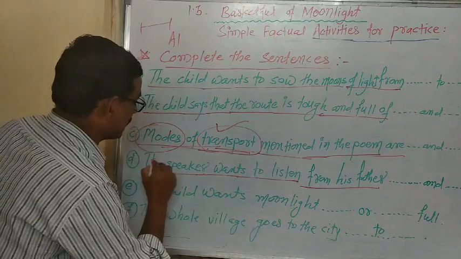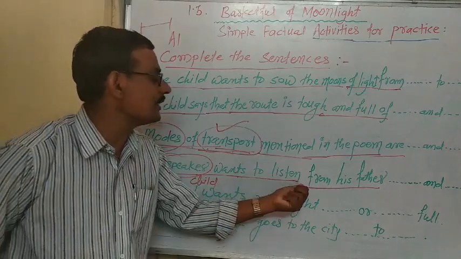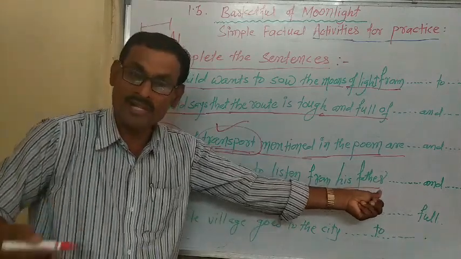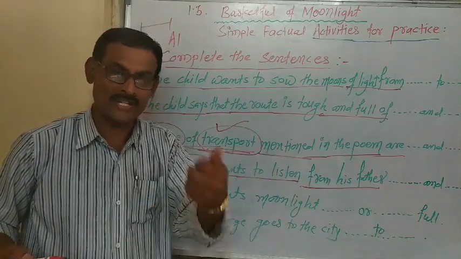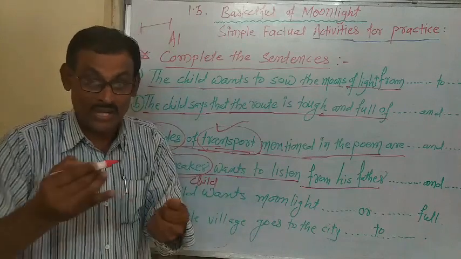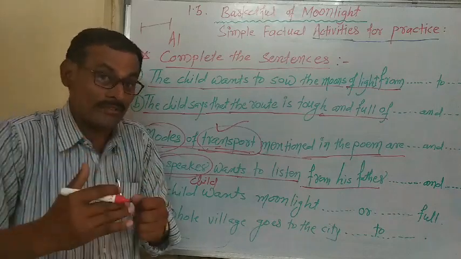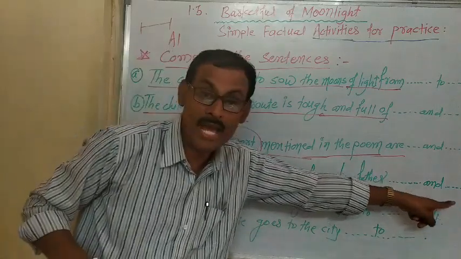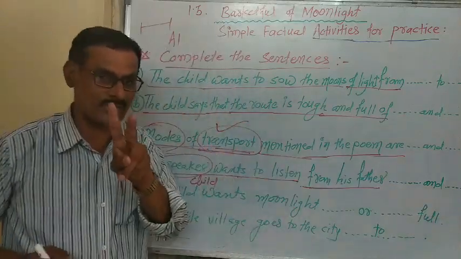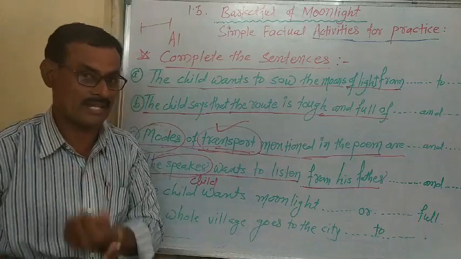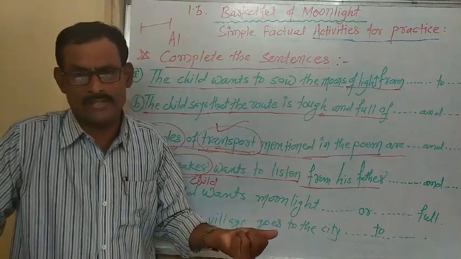The speaker, that is the child, wants to listen from his father. What does he want to listen to? That's why he is requesting the moon to send his father early to the home, so that he could listen from his father dash dash and dash dash. Two things he wants to listen from his father, which are there in the stanzas. They are to be written. Very simple. You can easily find them out.